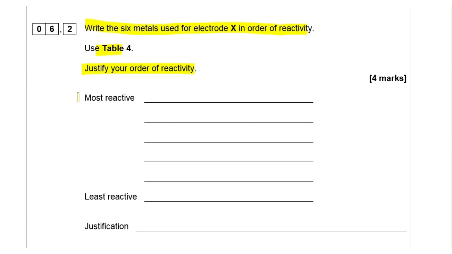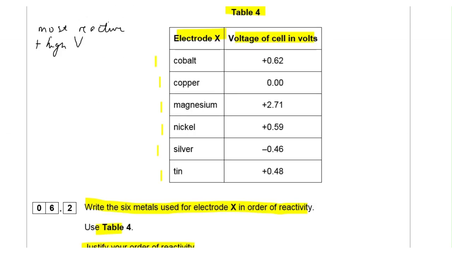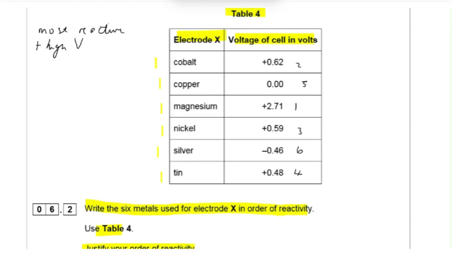So the metals are compared with copper, and the metals with the highest voltage difference, or the highest voltage, are going to be the most reactive. So looking at Table 4, we can see magnesium is the most reactive because it's plus 2.71. Then we've got cobalt, followed by nickel. And then in number 4, we've got tin. 5 is copper, because copper with copper as an electrode, both the same, can't have any voltage because they're both the same metals. And this is a key point here.